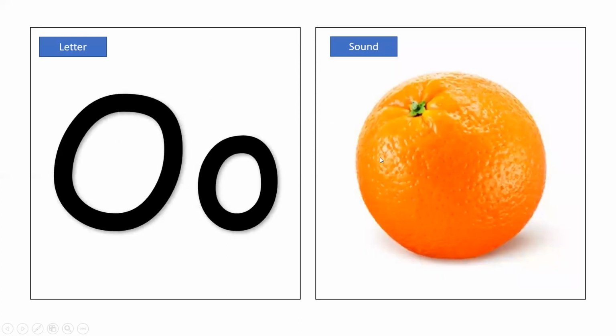This is the easiest letter and sound there is. Letter O, sound. What's that? O, that's right. O for orange. So letter O, sound O.